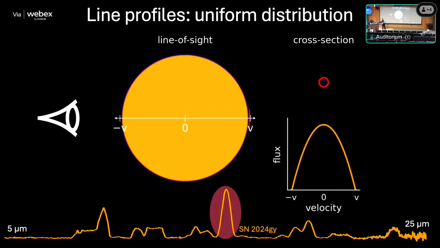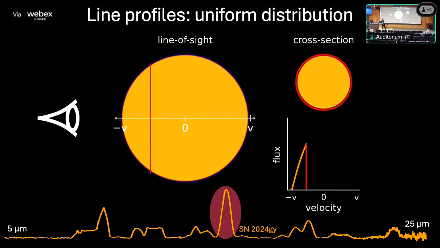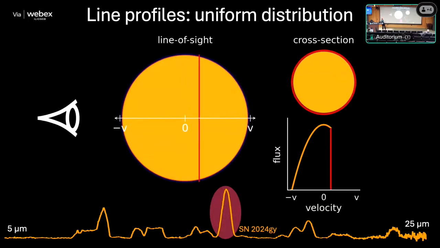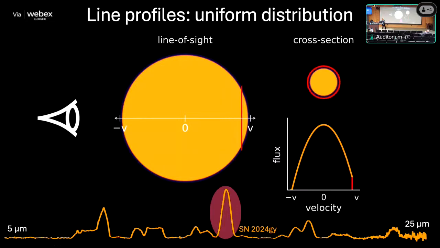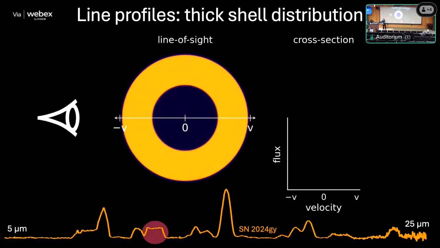So that's pretty simple. Now the flux that you see at a given velocity slice is proportional to the area of your cross-section. For a circle, that's very simple. It's pi r squared. R squared gives you a parabola. So if you see a line profile that looks like a parabola, you can infer that you've got a uniform spherical distribution of material. All right, let's go one step farther in complication.